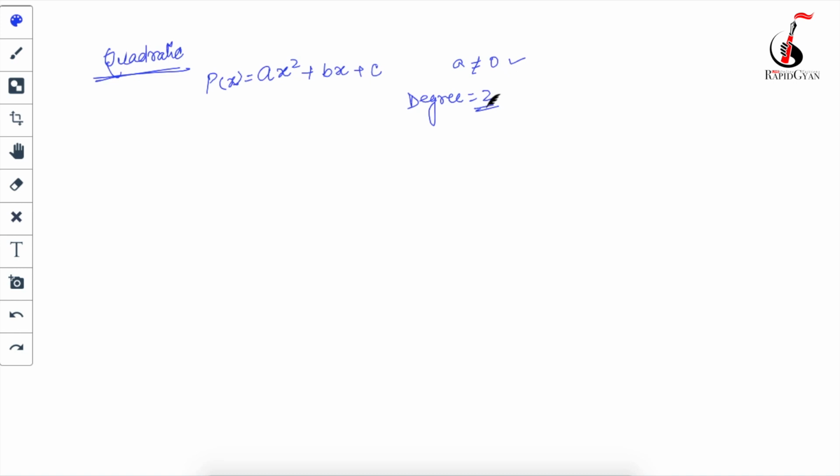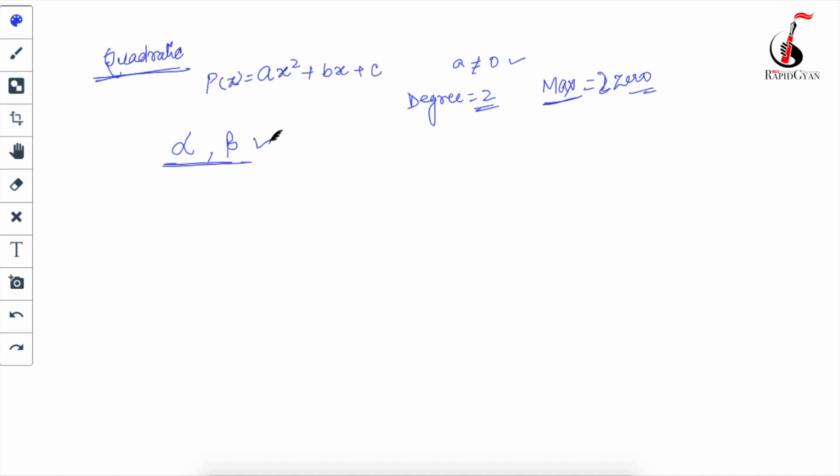If the degree of a polynomial is 2, it means I will get a maximum of 2 zeros. How many zeros will we get? Maximum 2 zeros of this polynomial. If the degree is 3, you will get 3 zeros of the polynomial. If the degree is 10, you will get a maximum of 10 zeros. So in this case we will get a maximum of 2 zeros of the polynomial. So let's assume that alpha and beta are the 2 zeros of the polynomial.